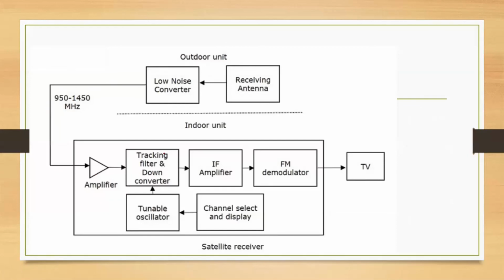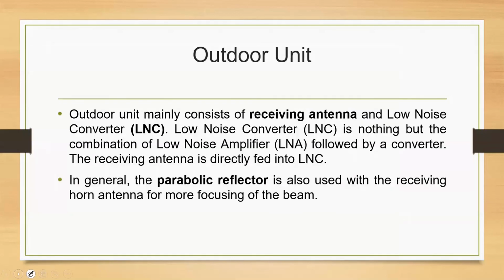Then the first is an amplifier, the tracking filter and down converter, intermediate frequency, demodulator, and you get it to your TV. So this is the simple one we have already seen, the same diagram, only one part of it is from the receiver. We have the signal being received at the TV. So it is receive only.